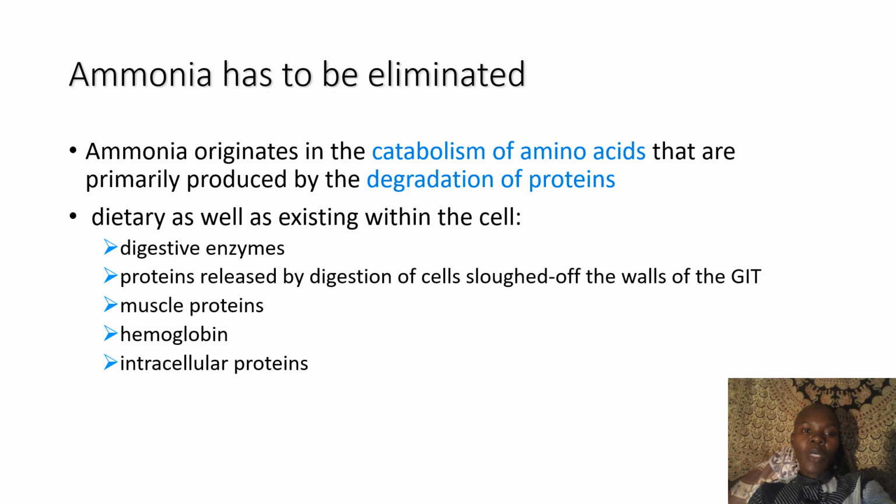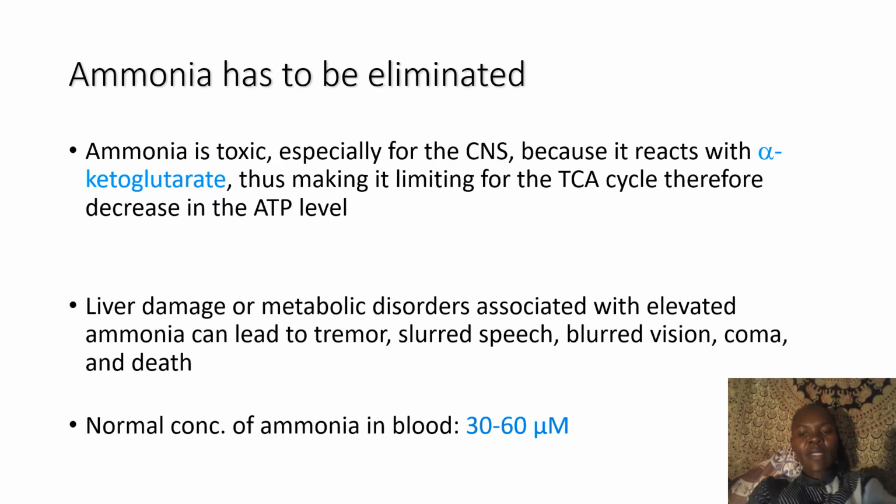So ammonia originates from degradation of amino acids. Basically, even degradation of proteins or digestion of those proteins also generates ammonia. So they can be from the digestive enzymes, proteins released by digestion, muscle proteins, hemoglobin, intracellular proteins; different proteins can generate the ammonia. But if it's left in the system, this ammonia is toxic, especially to the central nervous system, because it reacts with alpha ketoglutarate. Therefore, it will make it limiting for the TCA cycle to get enough alpha KG, and this can decrease the ATP level.